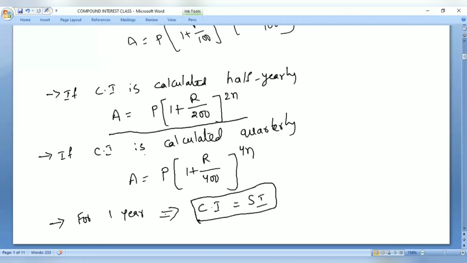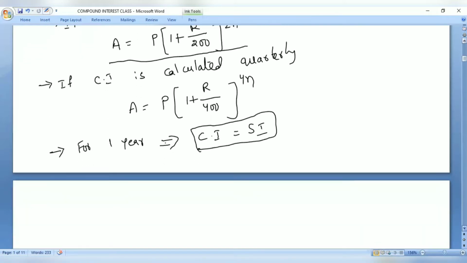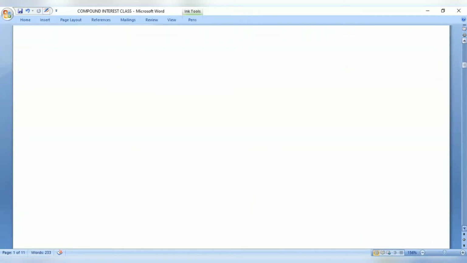If the compound interest is calculated quarterly, the formula is amount equals principal multiplied with (1 plus R by 400) to the power of 4N. For the first year, always remember that the amount of interest that you earn from compounding or simple interest, be it any case, will always be the same. Okay. So with this concept, we move on with solving the questions now.